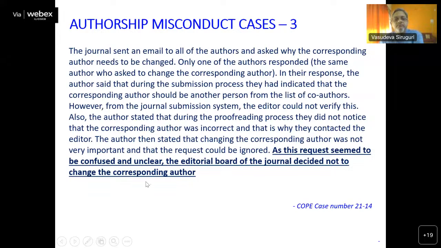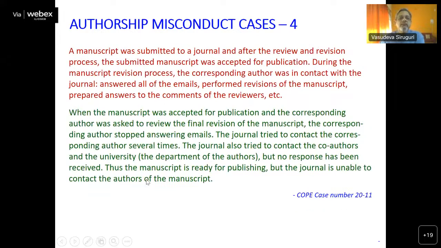Okay. So in fact, since this request seemed to be confused and unclear, the board decided not to change the corresponding author. Then the next case, there was a manuscript which was submitted, and after the due review and revision process, it was accepted for publication. During the revision process, the corresponding author was in contact, answered all the emails and performed the revisions, etc., up to the final stage. And then, when the manuscript was finally accepted for publication, the corresponding author was asked to review the final revision of the manuscript.